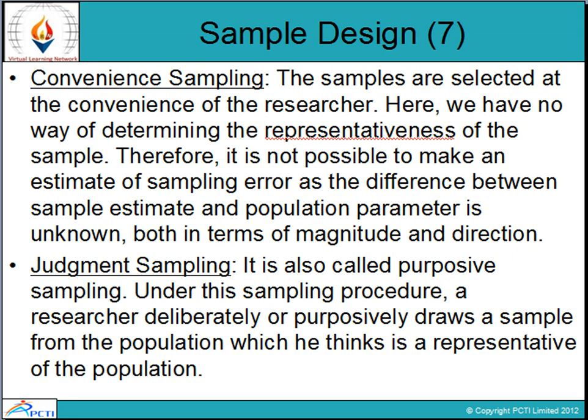Then comes judgment sampling. It is also referred to as purposive sampling. इस सैम्पलिंग प्रोसीजर में रिसर्चर खुद से और purposely draws a sample from the population which he thinks is representative of the population. He uses his judgment to make sure that the sample that he is picking is representative of the population.